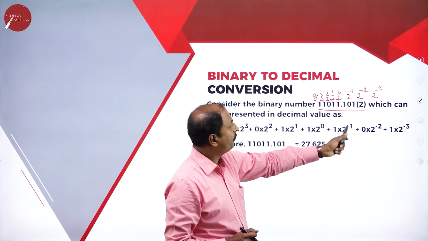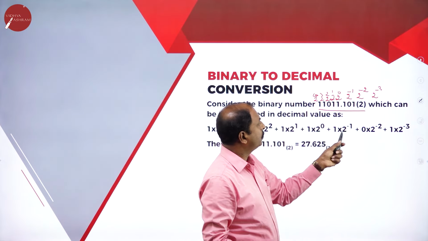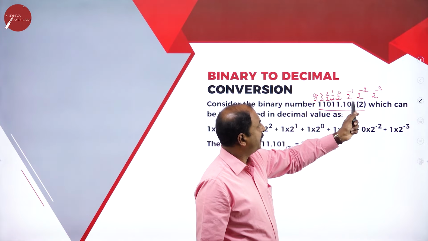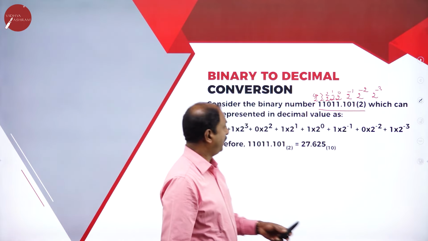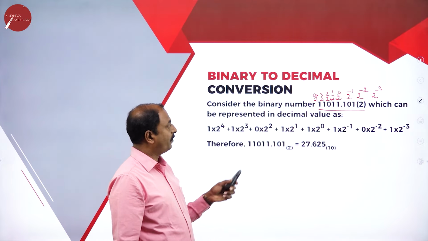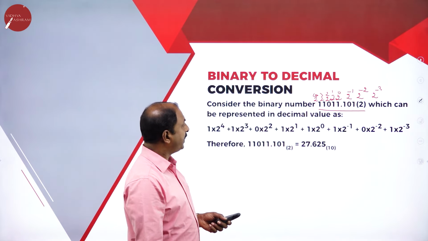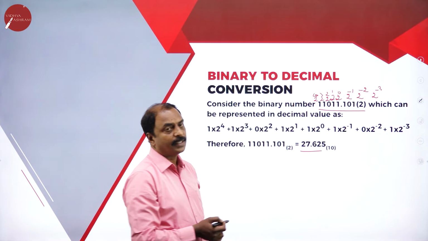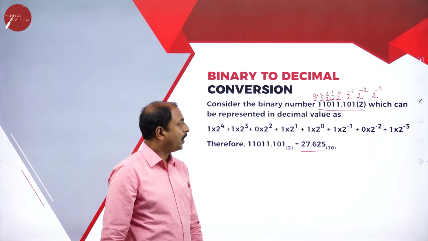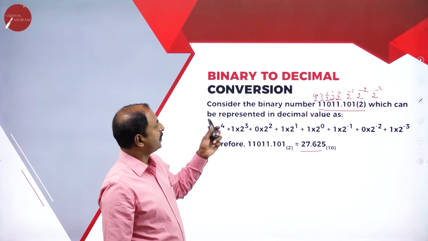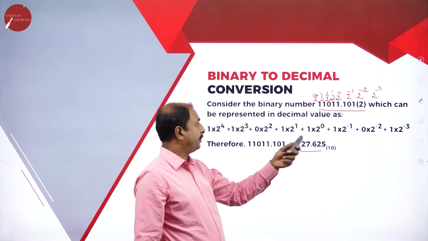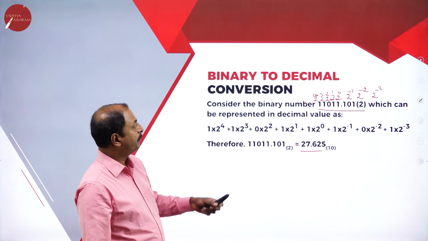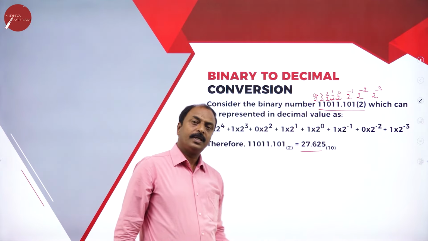And similarly, after the decimal point, 1 into 2 to the power of -1 plus 0 into 2 to the power of -2 and 1 into 2 to the power of -3. When you simplify this, you will get the answer as 27.625 to the base 10. So this is how we convert from binary number system to decimal number system. Here we are going to multiply each digit by the base 2.